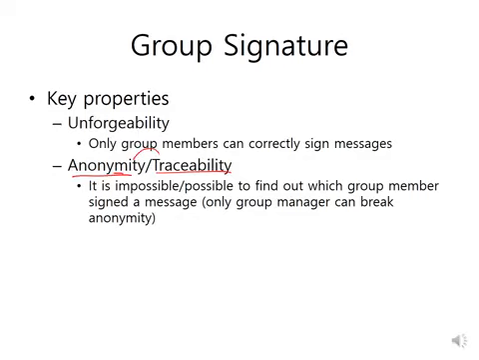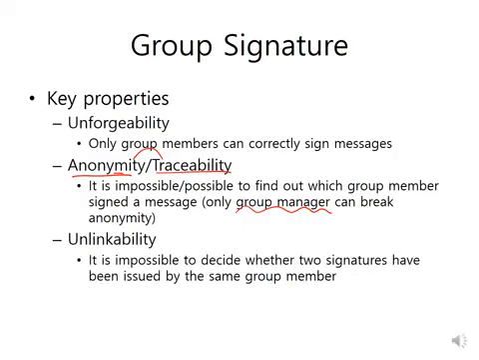Actually, these are somewhat opposite concepts. For anonymity, it is impossible to find out which group member signed a message. And traceability means it is possible to find out which group member signed the message. But as I said before, only the group manager can trace the signer. Any other users except the group manager cannot find out the group member who signed the message.